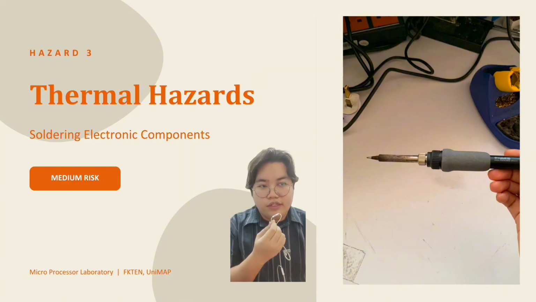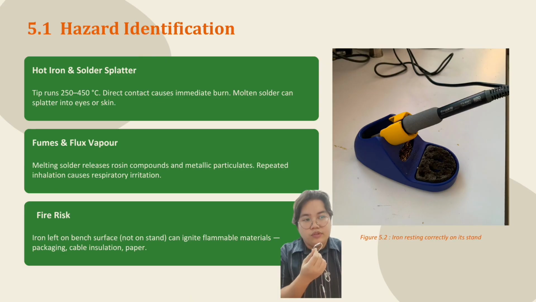So the third hazard identified in the microprocessor laboratory is thermal hazard from soldering electronic components. This is one of the more common hazards in any electronic lab because soldering is done almost every session, and students, especially those newer to lab work, may not always practice the safest technique. Moving on, there are three main hazards that come from soldering.